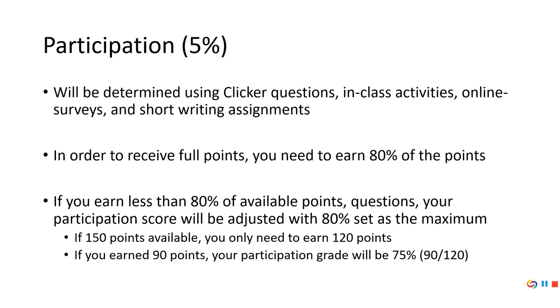Participation, which is worth 5% of your grade, is determined by clicker questions, in-class activities, surveys, and short writing assignments. In order to get all of your points, you need to earn 80%. Okay, so for example, if there's 150 available, you just need to earn 120. If you only earn 90, then I would calculate your grade 90 out of 120 as opposed to 90 out of 150.